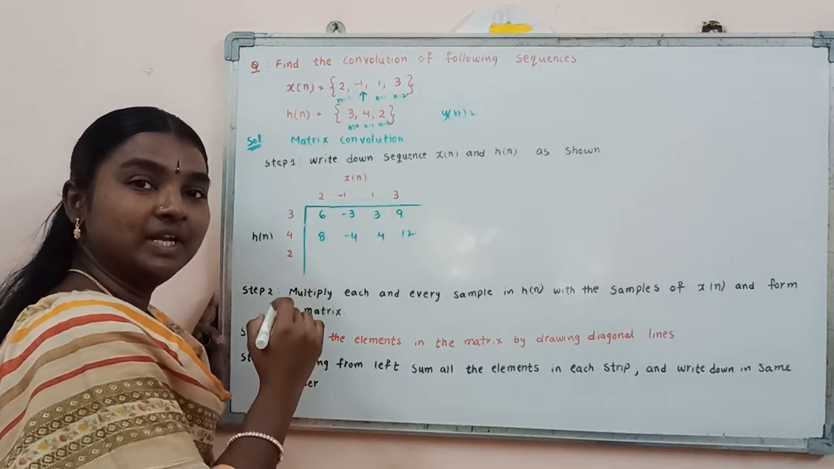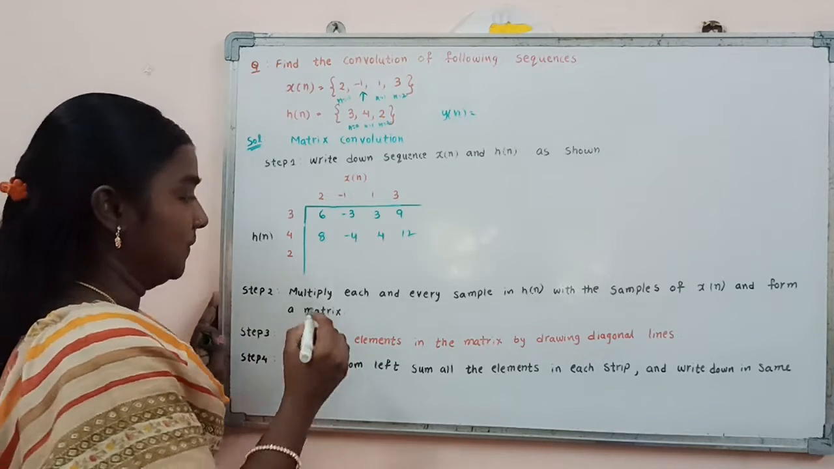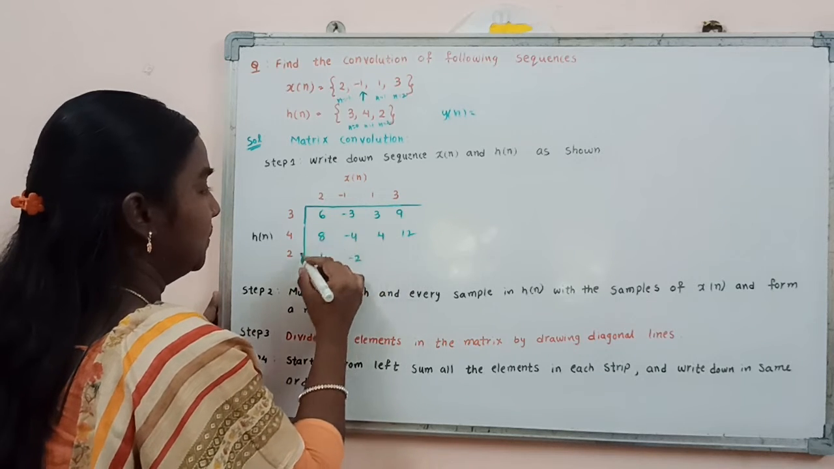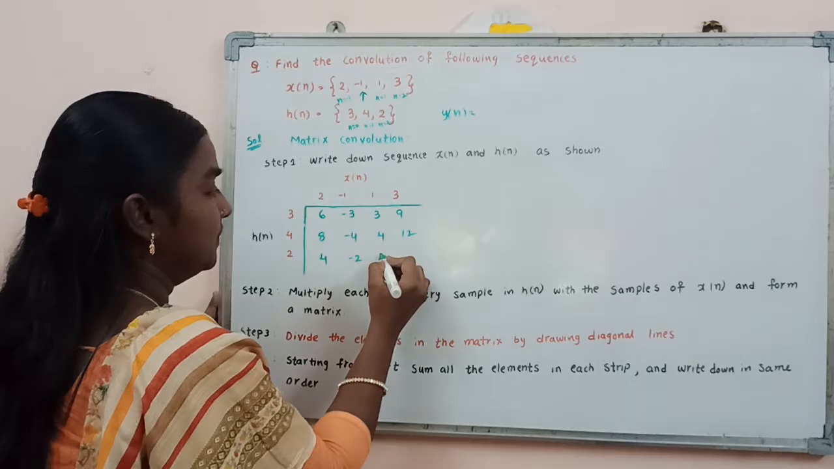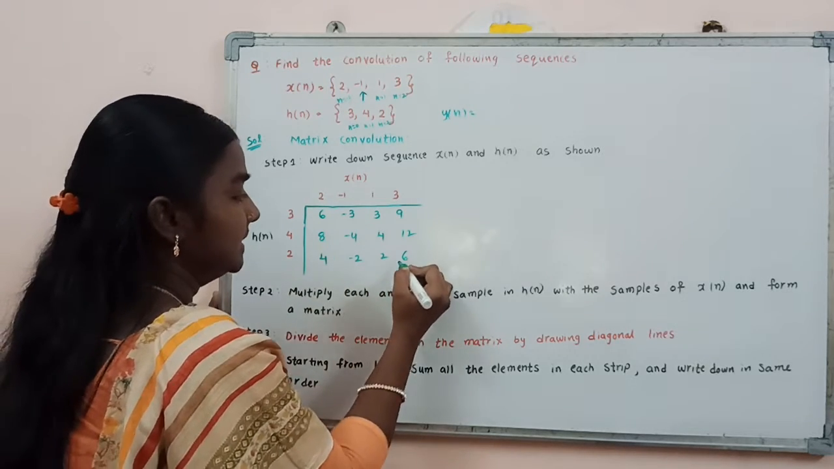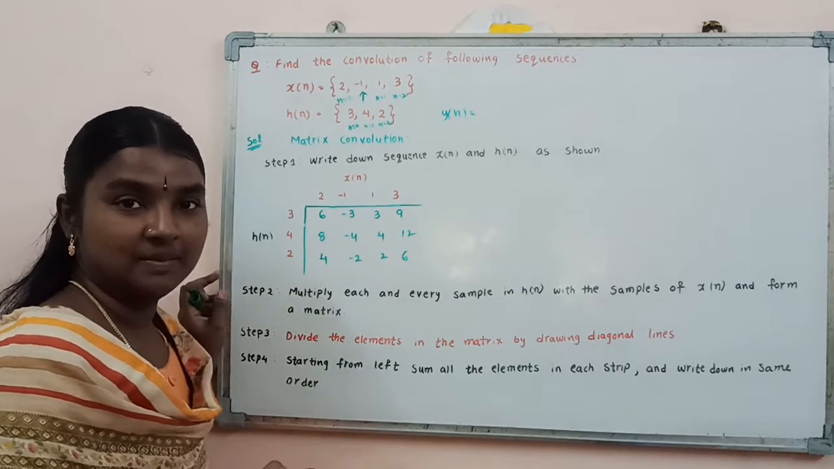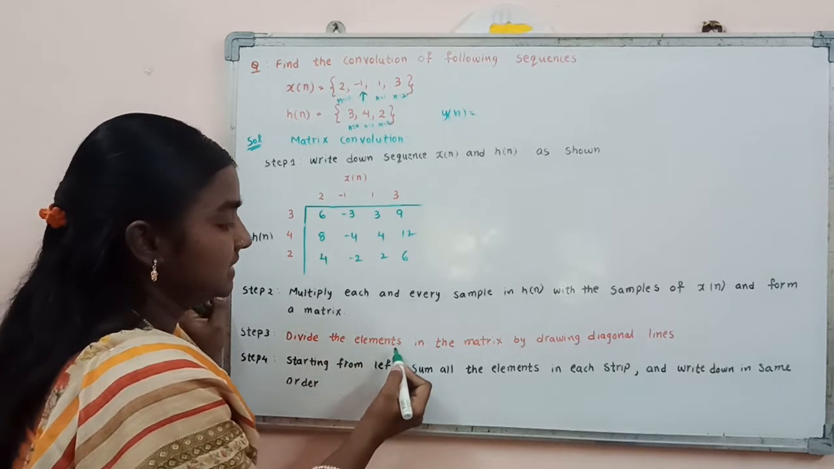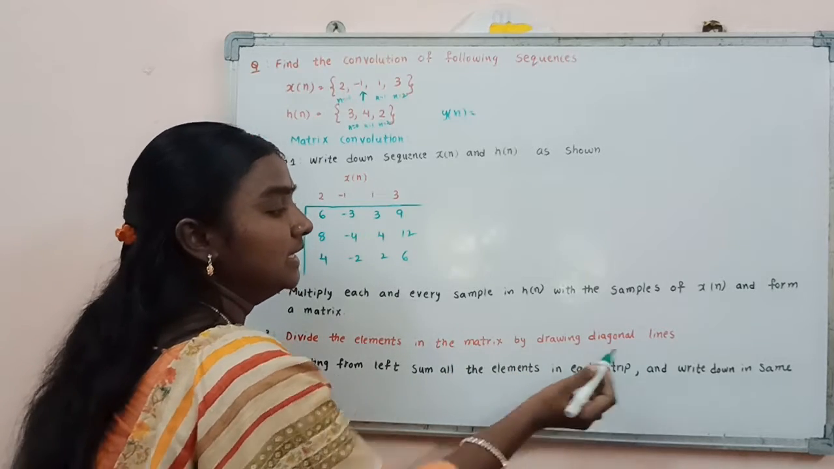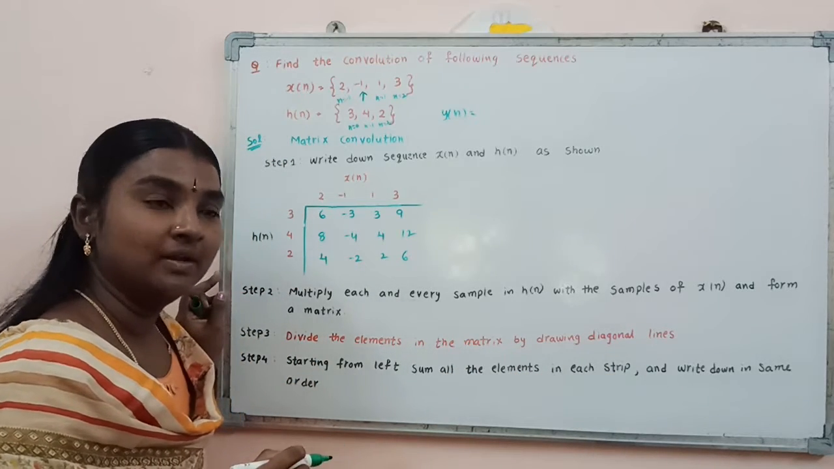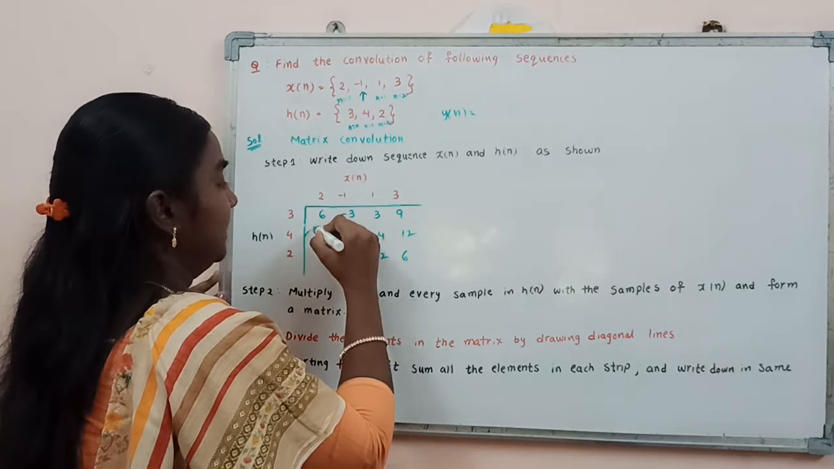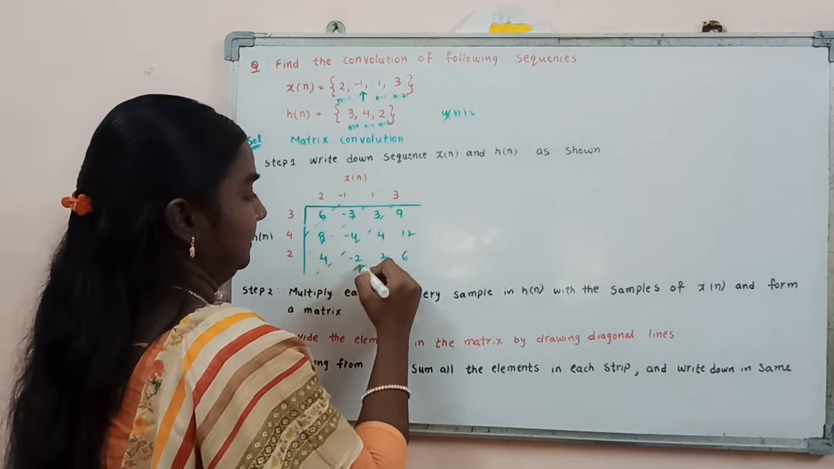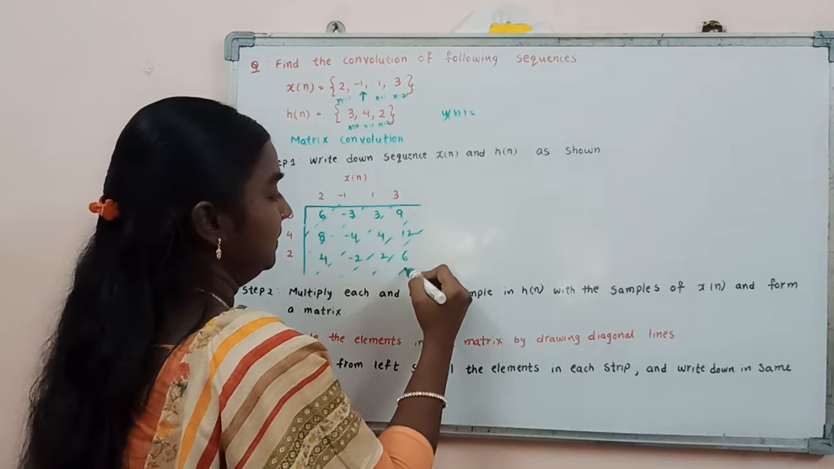Like this, we multiply again for the third row also. So here 2 2s are 4, and 2 into -1 is -2, 2 into 1 is 2, and 2 into 3 is 6. This is the second step we need to do. Coming to step 3, divide the elements in the matrix by drawing diagonal lines. Here we have to divide into some diagonal lines. In this manner we need to divide.